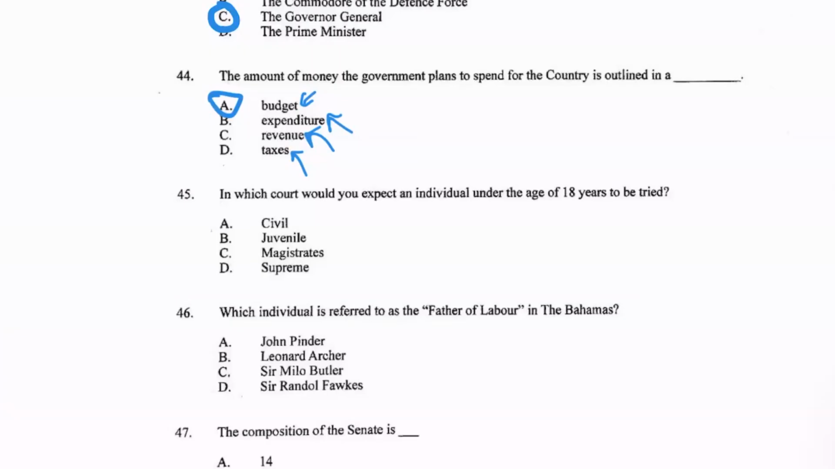Number 45, in which court would you expect an individual under the age of 18 to be tried? People are saying B, juvenile. Yes, that's right. In the juvenile court, that's where individuals under 18 would be tried.